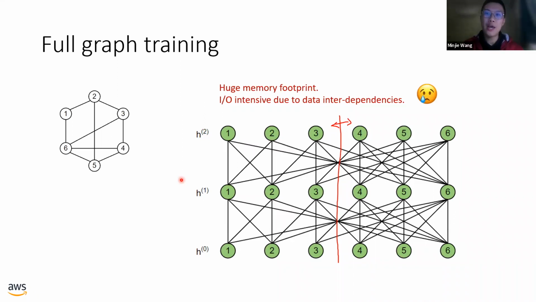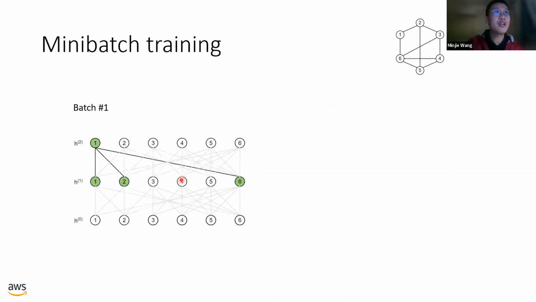To actually solve the problem of the huge memory footprint, people have been thinking about, okay, why can't we train it in a mini batch way? So let's look at mini batch training. What is mini batch training?